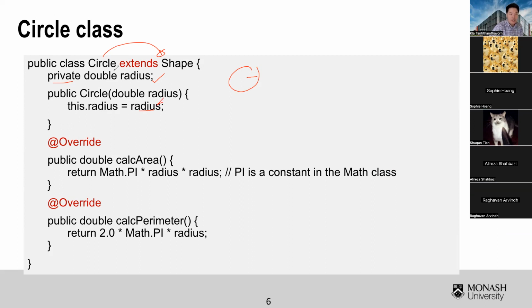Because Shape is declared as an abstract class, we need to override it. So we use the annotation @Override, public double calculateArea. Math.PI multiplied by r squared. That's the constant in the Math class. So that's how we calculate the area, and then the perimeter. We just override the base property again, 2 pi r. All done. Clear. Easy.